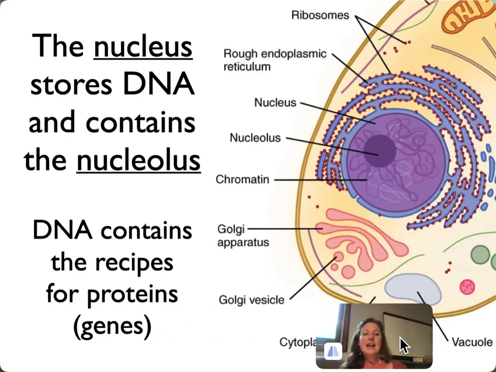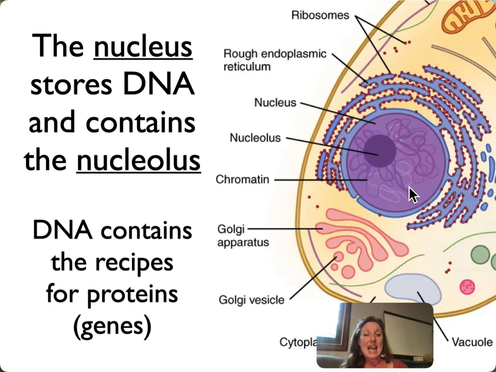Okay, let's start with the structures now. The most obvious, and the only one really that we can see with the light microscope, at least the ones that we have, is the nucleus. Now, the nucleus stores DNA. That's what these strands are here, and we're going to learn more about that in the next topic. And it contains this structure or structures known as the nucleolus. We'll talk about that in a moment.